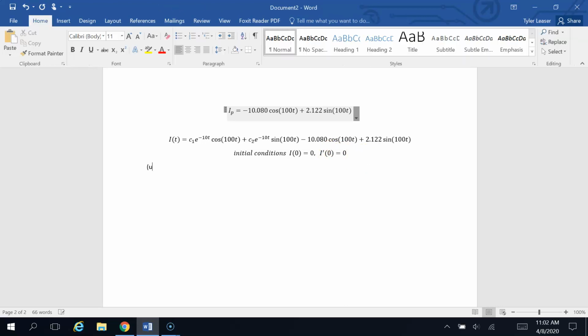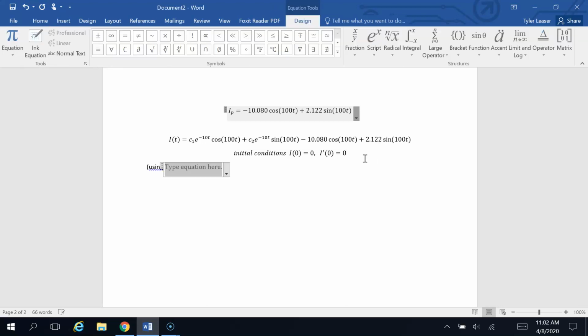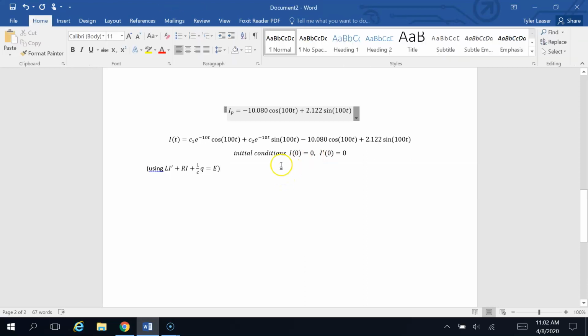So this is, I'll put it in parentheses here, using that initial equation Li prime plus Ri plus 1 over C Q is equal to that E that we had. So if you plug in everything that you were given and solve this for the derivative of I, you're going to get that the derivative of I has to equal out to be 0. So it's not hard to see.